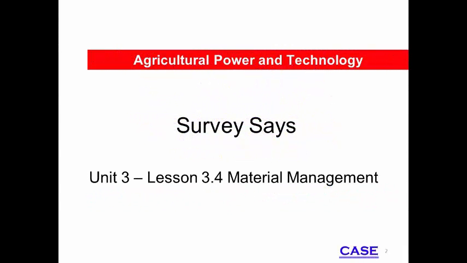Survey says, Lesson 3.4, Material Management. You have completed Activity 3.4.1, Water Velocity, during which you measured the relationship between slope and velocity of water and observed management techniques to control erosion on sloped land. This presentation provides information about land surveys and measurement.